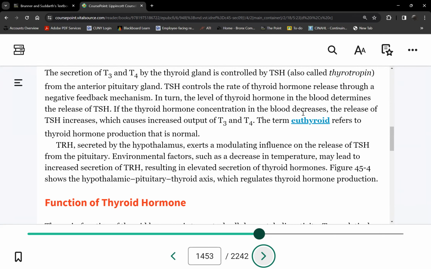All right, let's go now to the two problems. And here are the purposes again. We already described T3, T4, and calcitonin function.